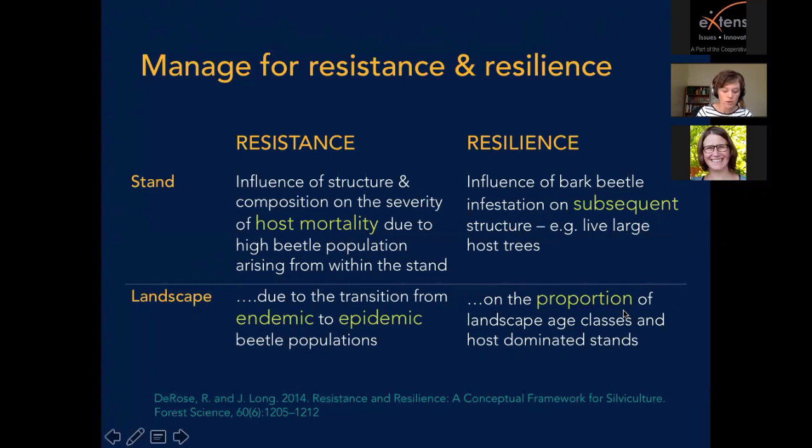And so they're different concepts, but I think they're interesting moving forward, because one of the direct control options that we have is to modify the stand. This might change the way a disturbance can propagate on the landscape, and it may change the outcome after this disturbance has passed.